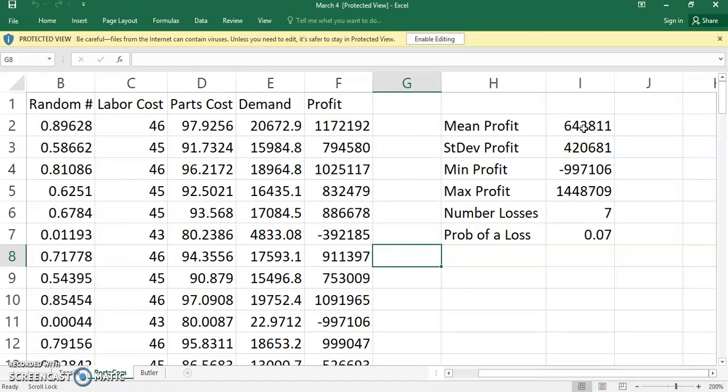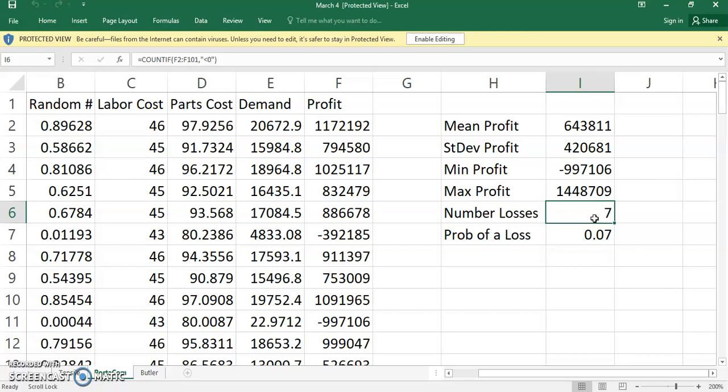I think maybe another interesting factor is over here in column H and I. So the mean profit, and this is what they can expect. All I did was go through and average everything that was in column F. So the average profit they can expect is 643,811. The standard deviation was 420,681. That's kind of high. I mean, that's almost the mean, which means that there's a large spread as to what can happen with this company. For the minimum profit, I just did the min command, MIN, and then the maximum was the max command.